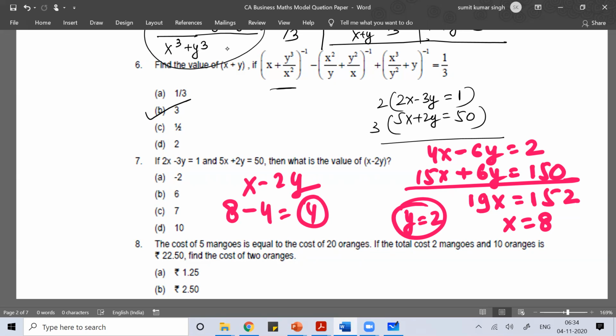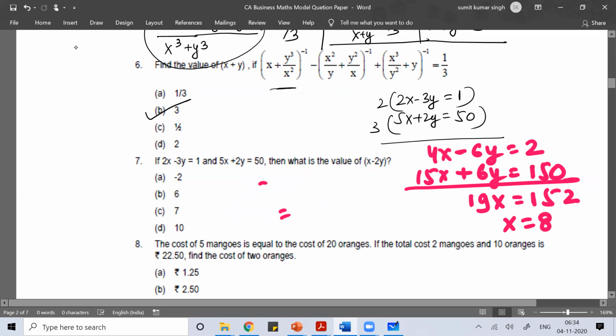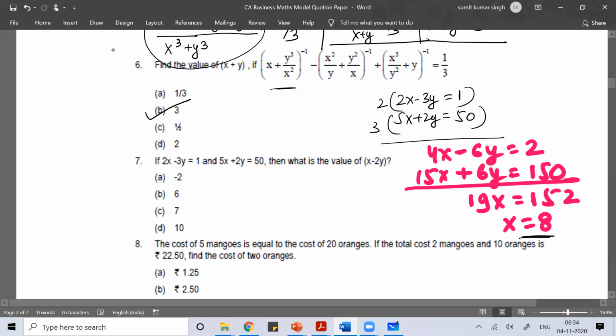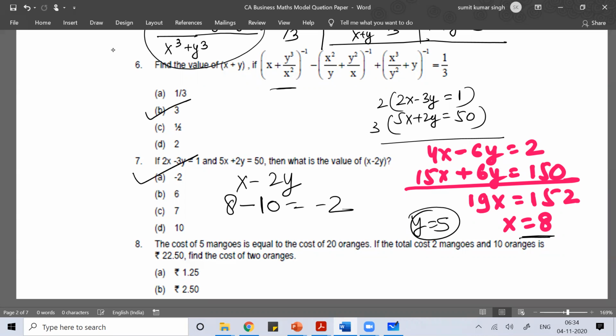What is the value of y? How much do you get? 5, not 2. One minute. The y value, how much did you get? X you got 8, then 8 fives are 40. Then 2y equal to 10, so y equal to 5. So the y value is equal to 5. So what is the value of x minus 2y? So 8 minus 10. So you will get the answer as minus 2.